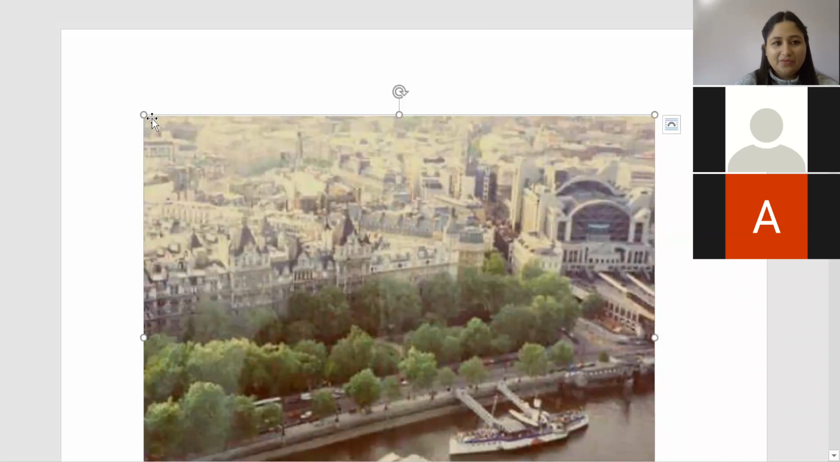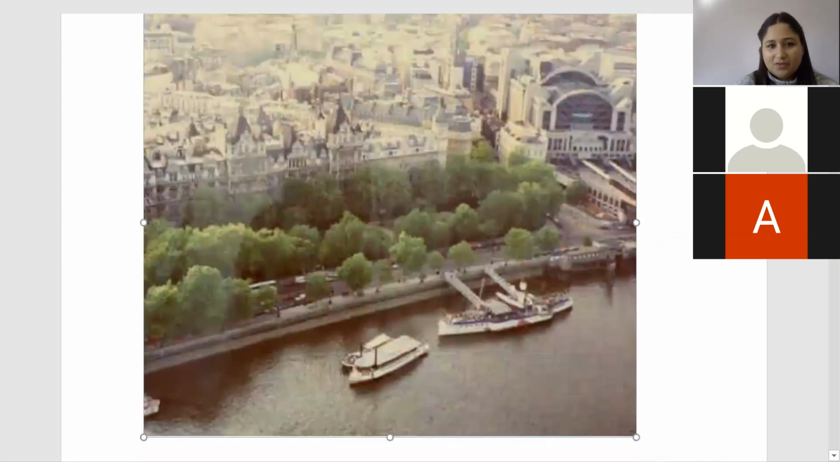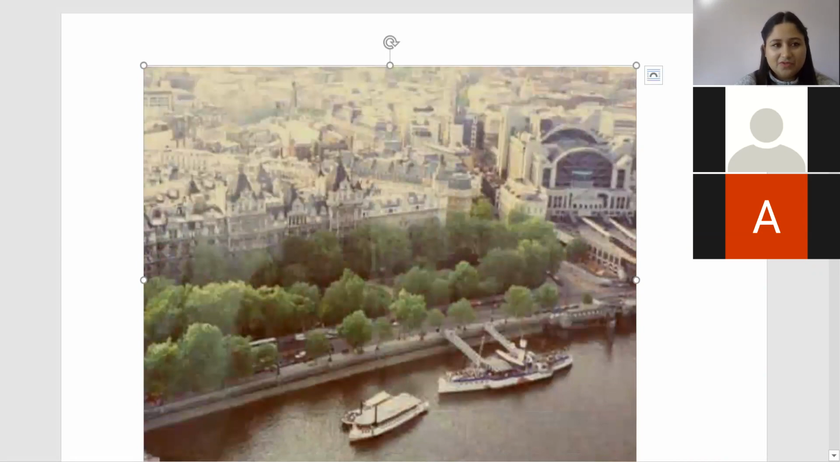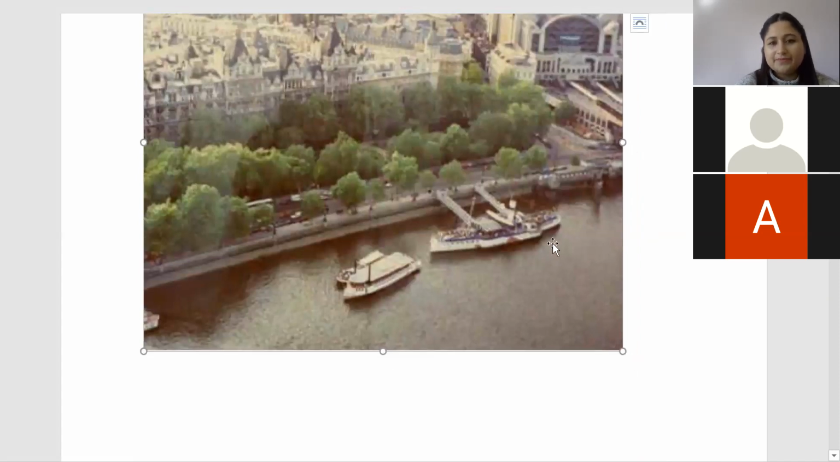Okay, so can you see the image on the screen right now? Yes, ma'am. Okay, so let me just decrease the size of the image a bit because it's not complete. All right.